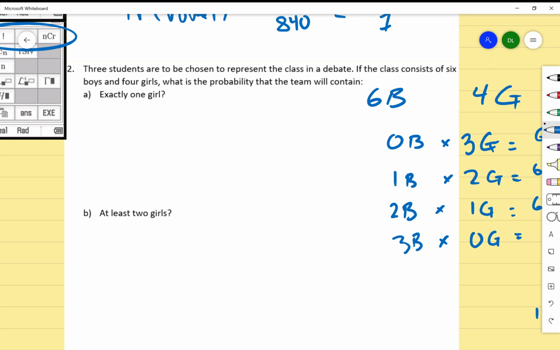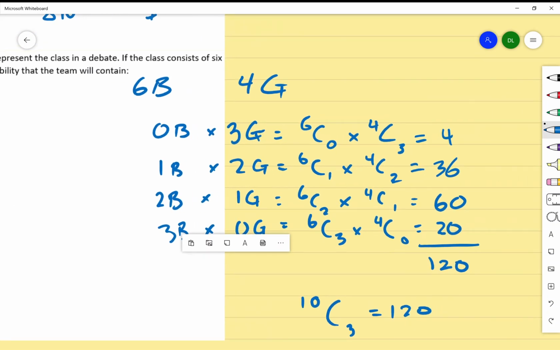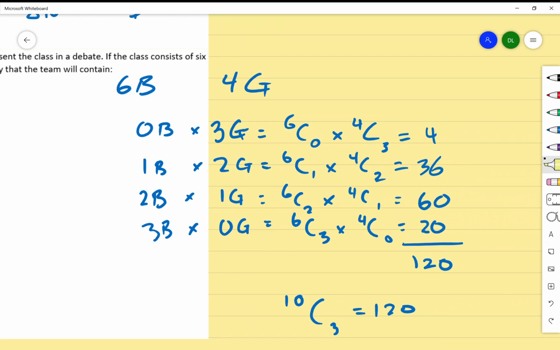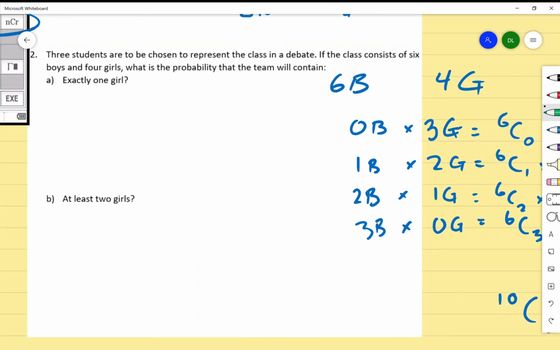Now, if we're trying to find the probability that the team will contain exactly 1 girl, I'm going to refer back to this. I know that 1 girl is this row right here, which gives me a value of 60. So there's 60 situations where the answer is 1 girl. And so I'm going to write 60 over 120, which simplifies to half.